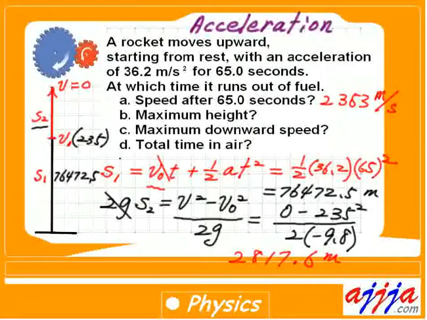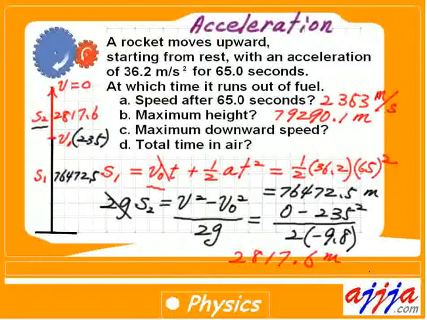So distance, 2,817.6 meters. Okay, so maximum height, all I have to do what? I got to add these 2 numbers, right? So S1 and S2. That's it. So together, 79,297.9... 0.1 meters high. Very, very high, right?